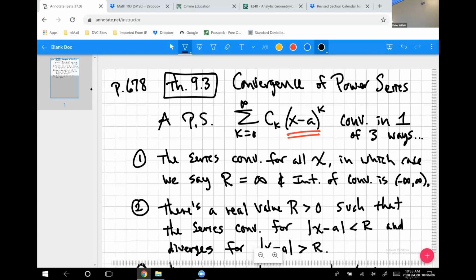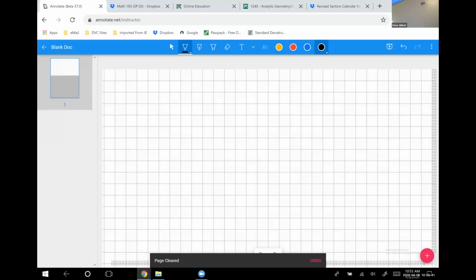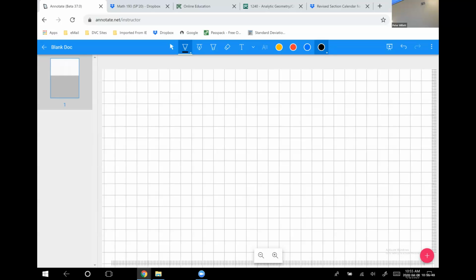Okay, so let's get a fresh page. What can we do with power series? Well, they are summations, so we have some of the properties of basic summations, and we can see those expressed in our next theorem. On page 679, we have theorem 9.4, and it's about combining power series.